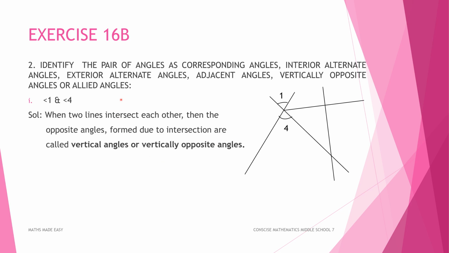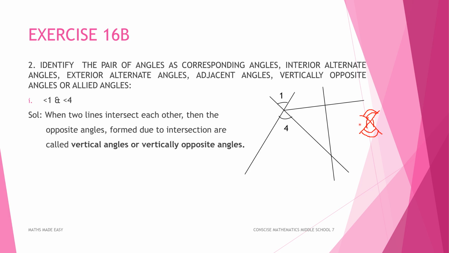Even so, it is better to remember this definition, right? During intersection we form opposite angles, right? So whenever two lines intersect, it forms opposite angles. See, this angle is opposite to this angle. Similarly, this angle, here I'm drawing two angles like this. This angle is opposite to this angle. So these both are vertically opposite angles.